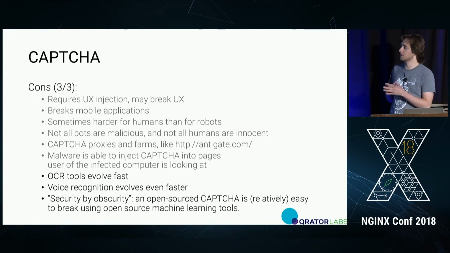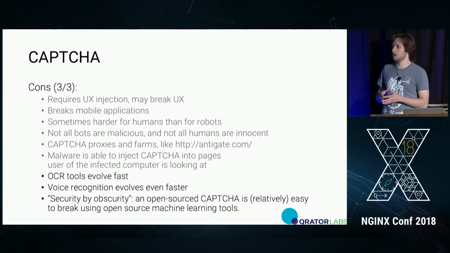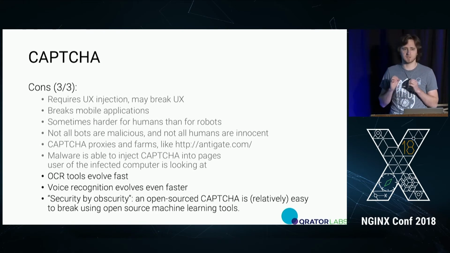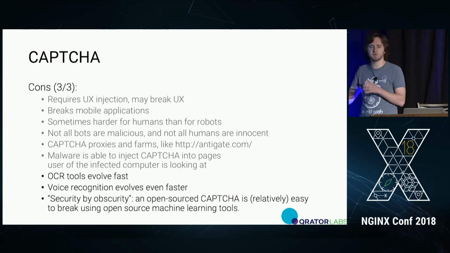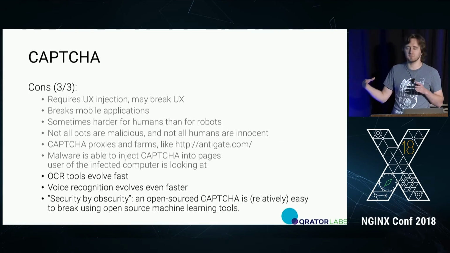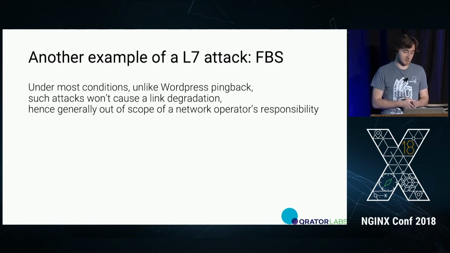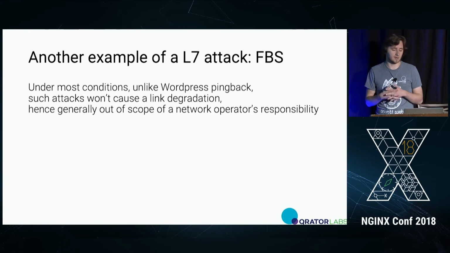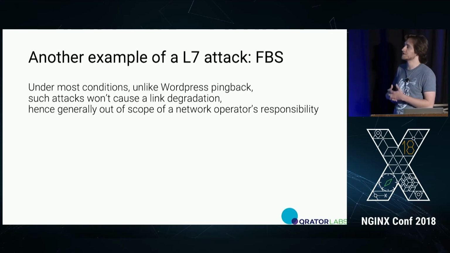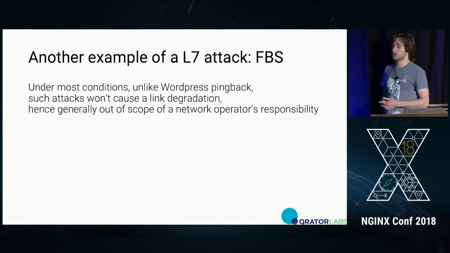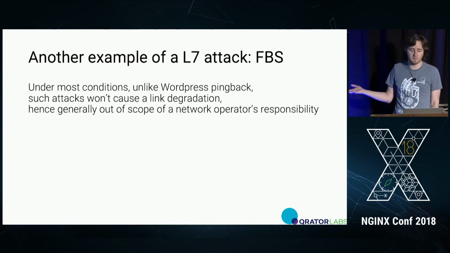So CAPTCHA is now security by obscurity. If it's letters, then the CAPTCHA should be closed source, and if it's images of boats and cars and houses, then the image base must be large and must be hidden from the attacker. And under most conditions, a full browser stack botnet won't cause any link degradation. So the network operator believes that it generally falls out of scope of its responsibility. Also, the traffic is encrypted, so the network operator is not able to do anything with that.